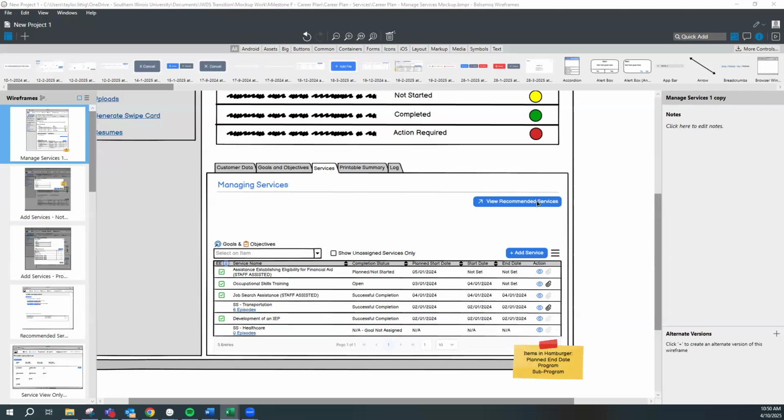You'll be able to start a referral, or you can remove it if they no longer need it. So they won't be on the career plan yet. It's just a page that'll recommend services for you. Any questions on this home page before we go into adding services?